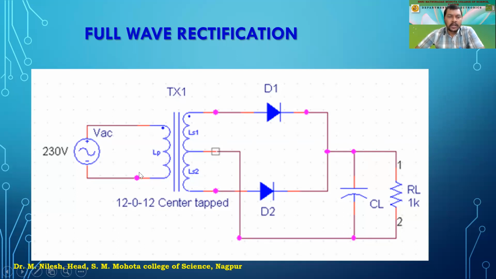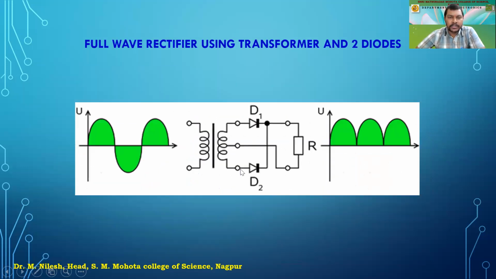So this is the center tap transformer over here, and we have some parameters of those transformers. So we have here 12, 0, 12, which we call 12-0-12. So at the output, we are expecting 12 volts here, 0 volt, and here again 12, right? So this is the full wave rectification.